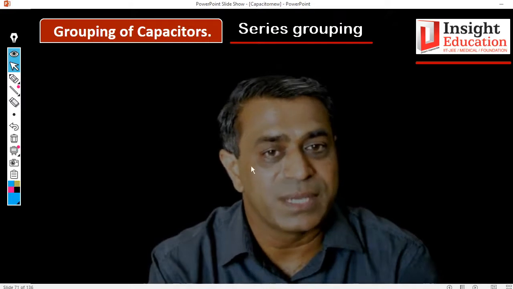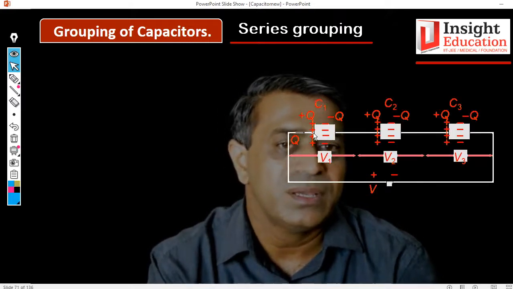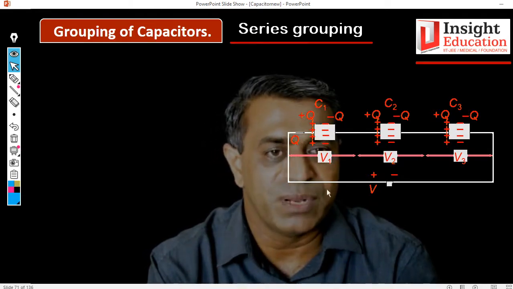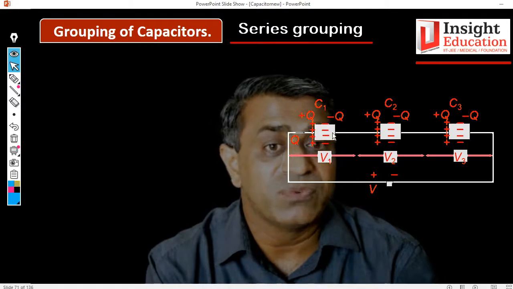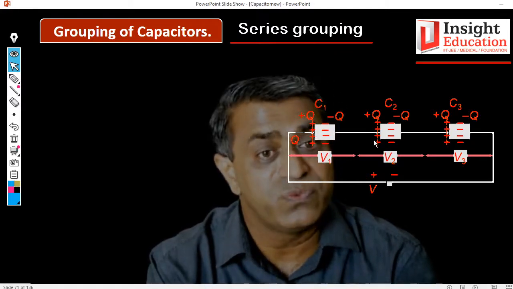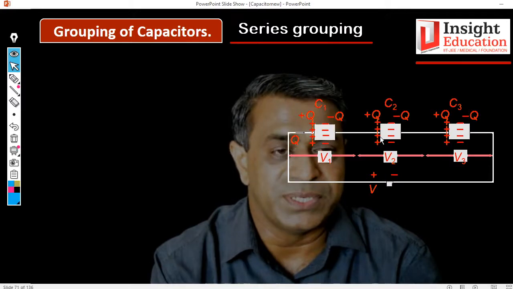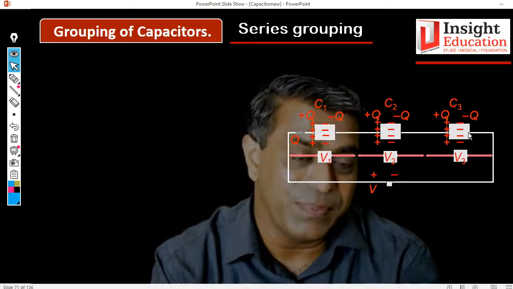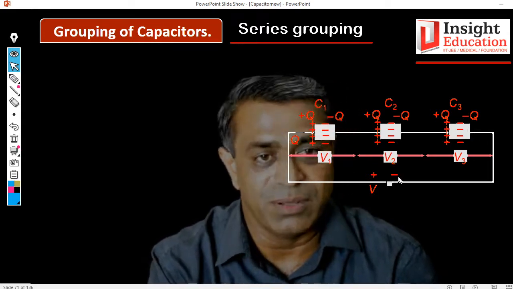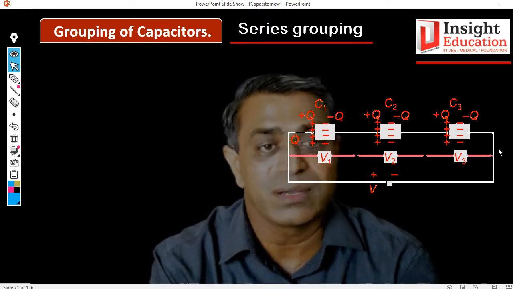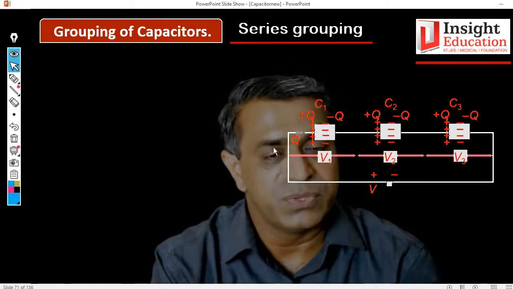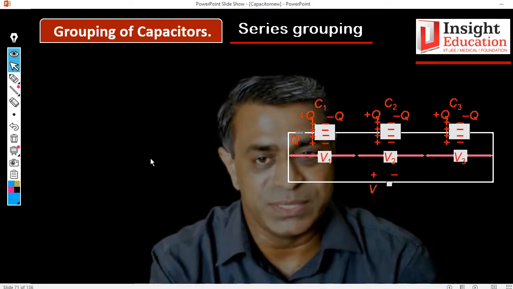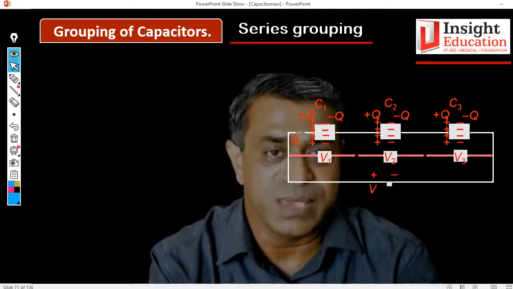Now for series combination: in series combination, the first terminal of the first capacitor is connected with the first terminal of the battery, the second terminal of the first capacitor is connected with the first terminal of the second capacitor, and so on, and the second terminal of the last capacitor is connected with the second terminal of the battery. Then we can say all are connected in series. So in series combination, charge is the same on all capacitors. So you can say Q is the same.